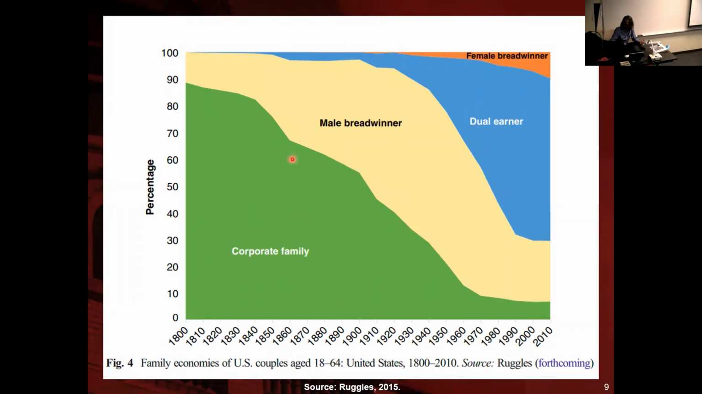Male breadwinners are those families in which only the man in the household works outside of the household. Dual earners, both partners work outside of the household. And female breadwinner, only the woman works outside. Or it could be a household in which you have only the woman, not the man.